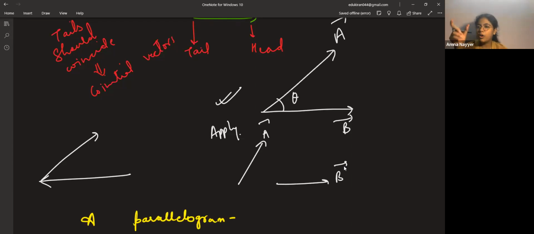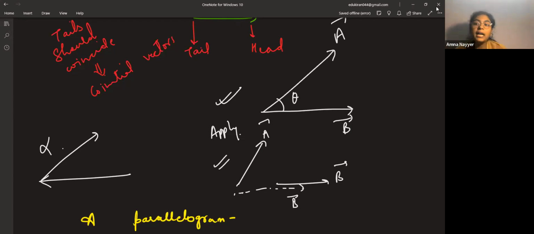Vectors have the property that you can shift them. So if you shift it, this will become like this. Then it can be applied. Then you can apply it in this case. But the unshifted arrangement is not valid for the parallelogram law.